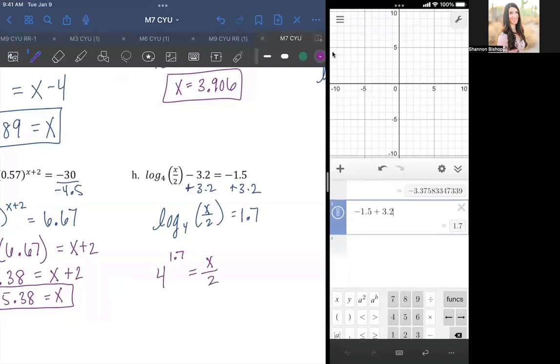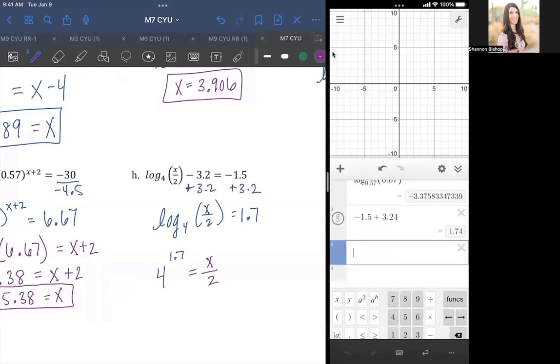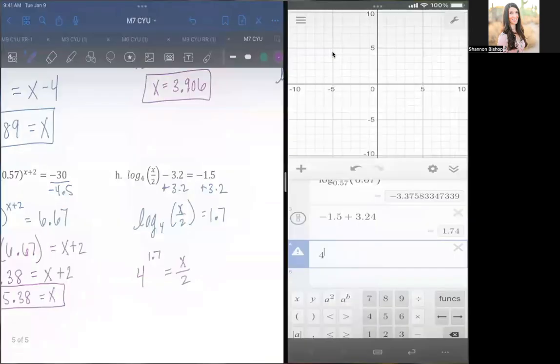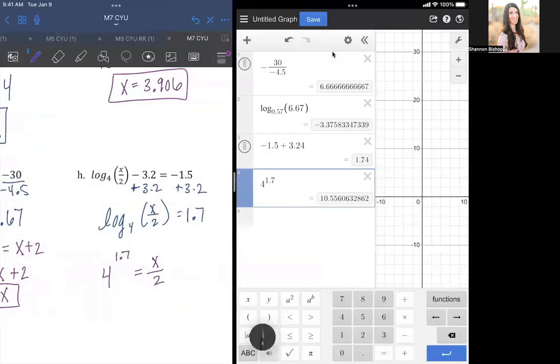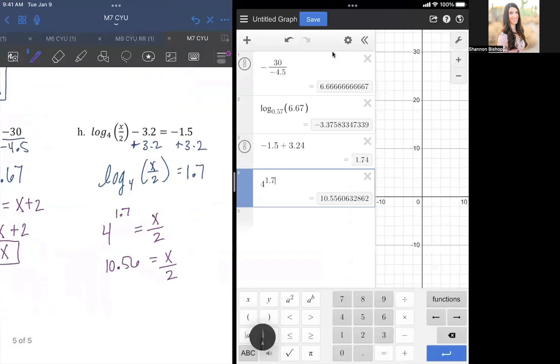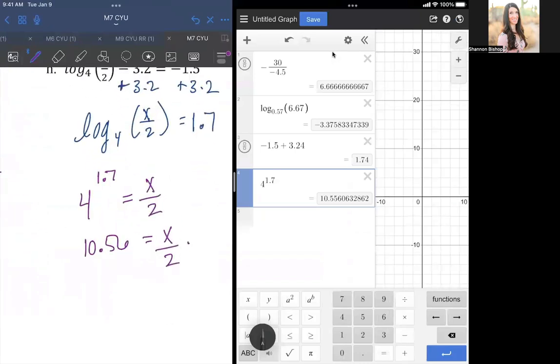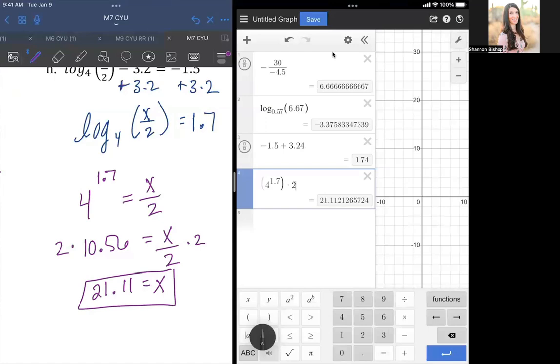So the base is 4, the power is 1.7, and the desired result is x over 2. So 4 to the power of 1.7 is 10.56, and that equals x over 2. So x itself must be twice as much. So we will simply times that puppy by 2 and get 21.11 as our final answer for x.